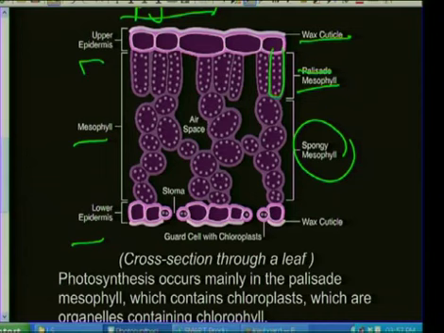Okay? Now look at the bottom layer. It's slightly different from the top layer. We also have a waxy cuticle there. This is called the lower epidermis. And notice we have some specialized cells there and there. These cells are called guard cells, and the space in between is called a stoma.